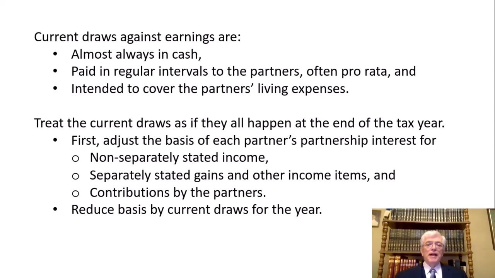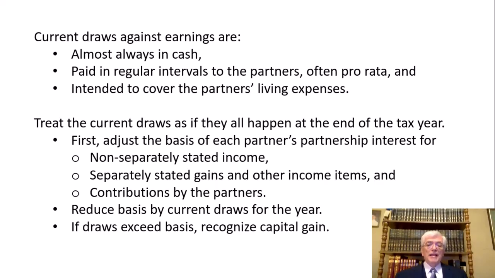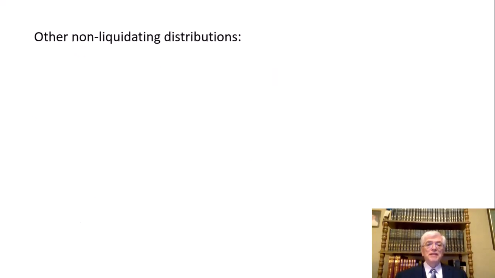Now remember, we don't want to recognize income, but after you've increased the basis of the partnership interest as much as you can, then when you subtract out the draws, if you get a negative number, recognize a capital gain, get that basis back up to zero. Then consider any loss items after your current draws. You can't deduct a loss if you have no basis. So once you have taken care of the current draws, and then if you have basis left, you can take your loss items. If you don't, then you're going to have to suspend those loss items.